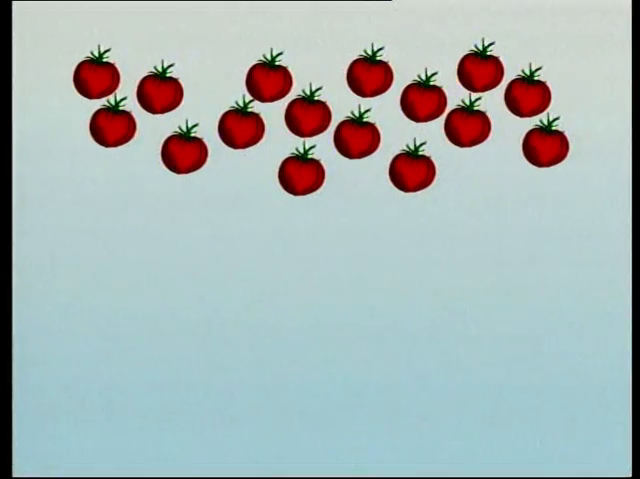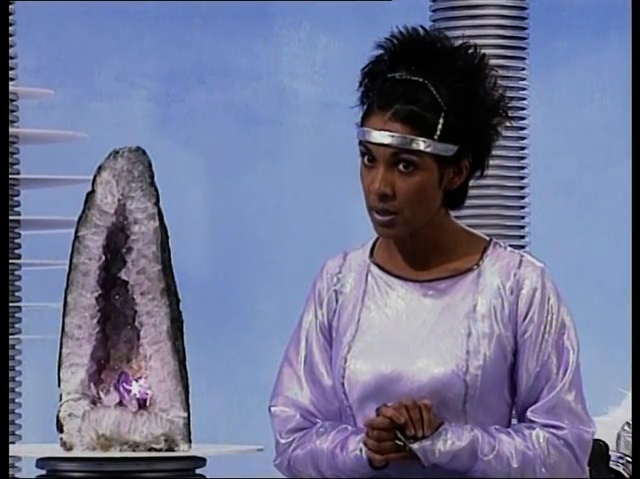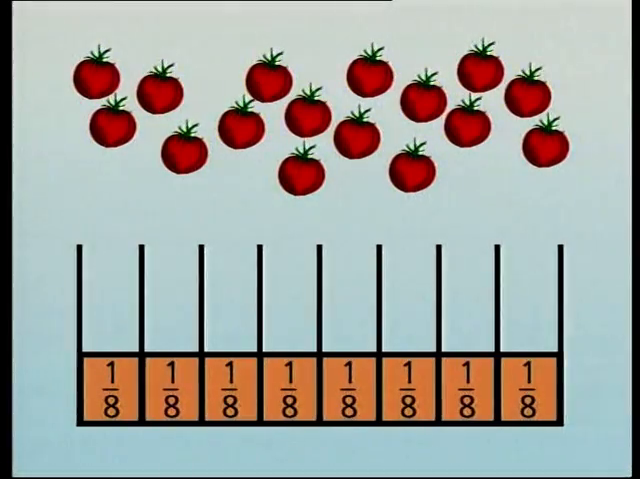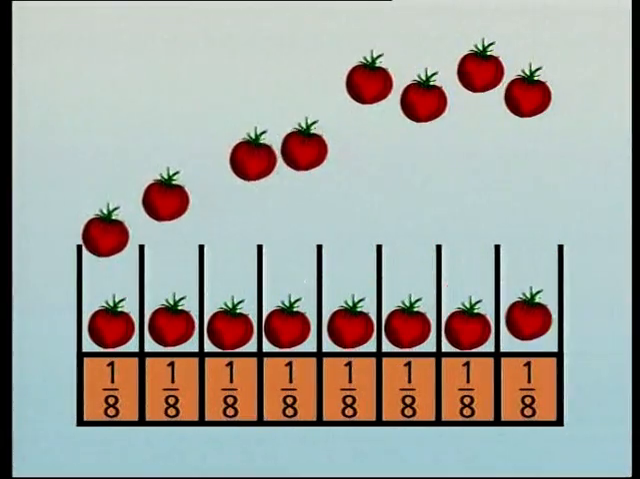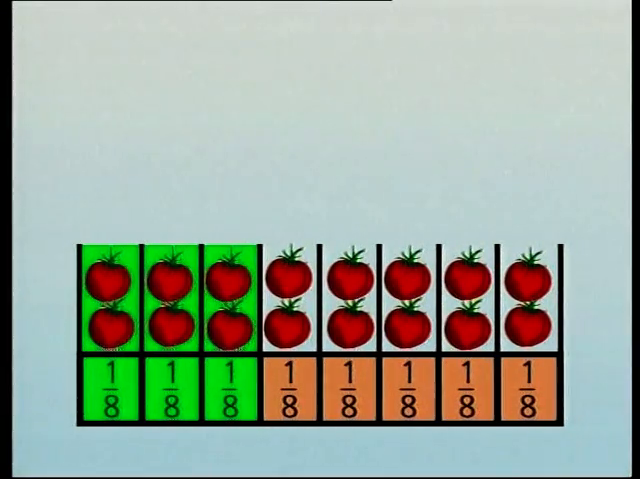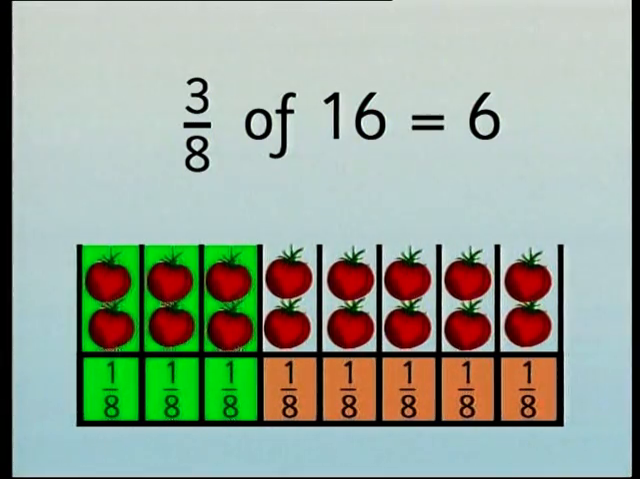Now, the best way of finding 3/8 of something is to find 1/8 first. Trust me, our wholeness is rarely wrong. Here's the top of the fraction wall. Now, split the 16 tomatoes into the little boxes. There. So, 1/8 of 16 is 2, 2/8 of 16 must be 4, and 3/8 of 16 must be 6. So 3/8 of 16 equals 6.